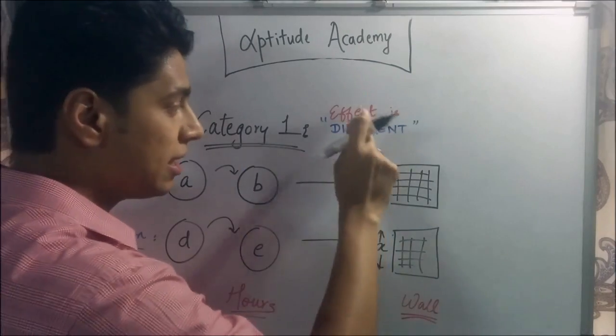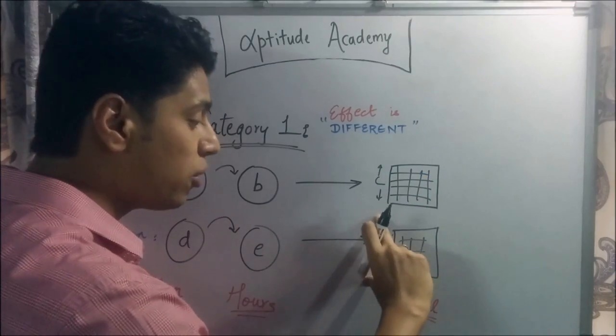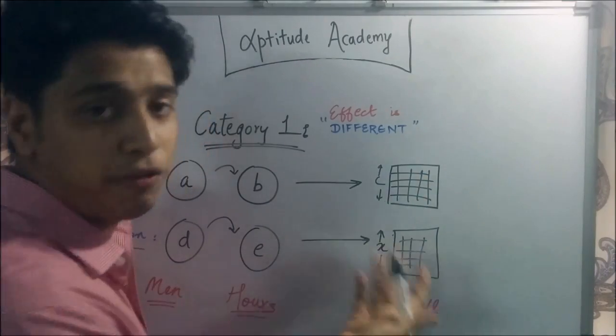So the effect is different. First you had a height of C meters. Now you're going to have a height of X meters that you need to find out.